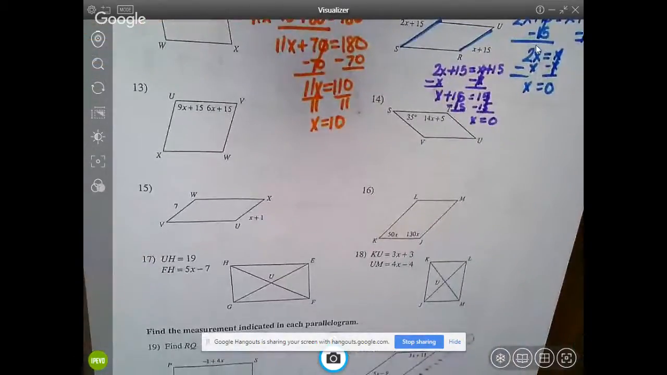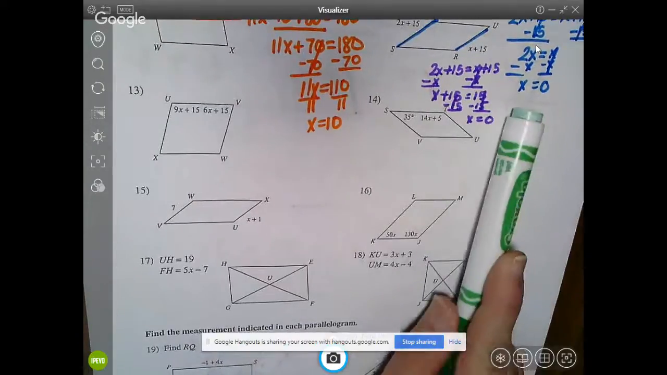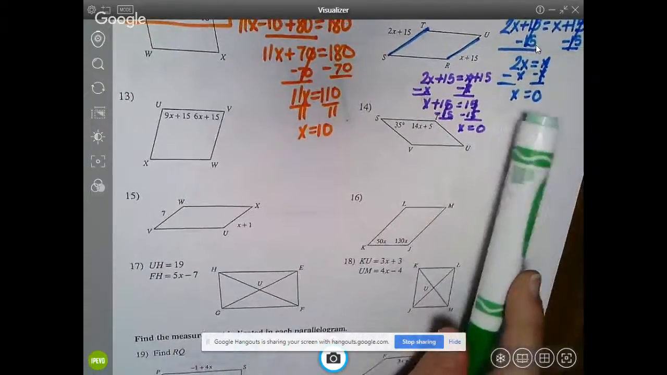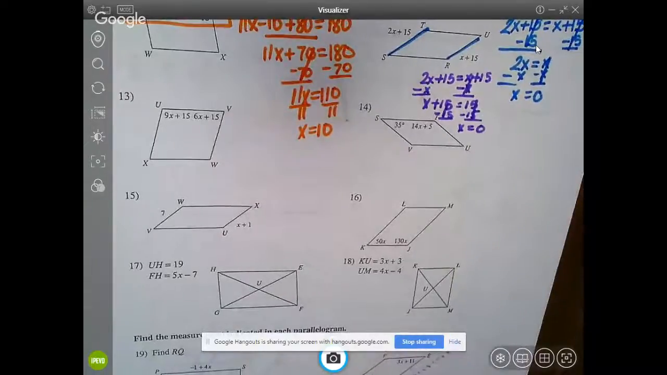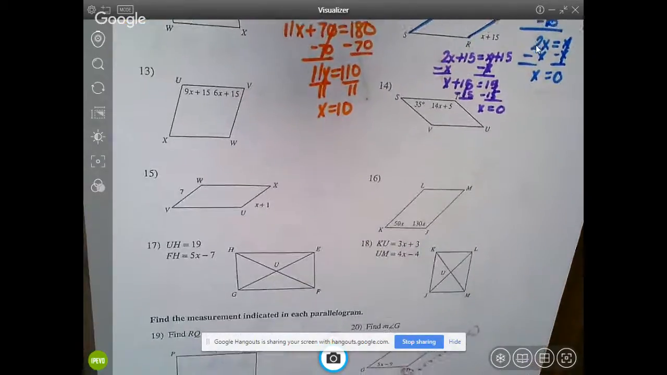Next one. Aren't you supposed to divide? You would divide if there was a coefficient, but there's no coefficient, so you're subtracting. We're subtracting because there are x's on both sides. If there was only an x on one side, then we divide. Oh, I get what you're saying.